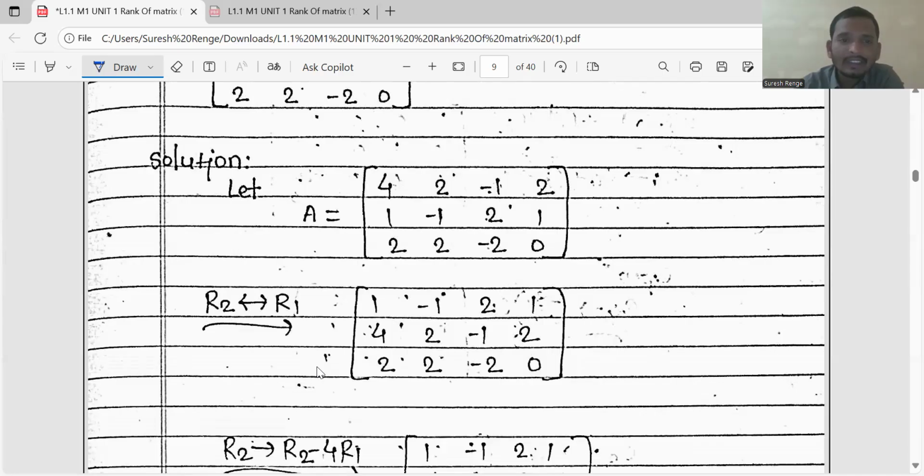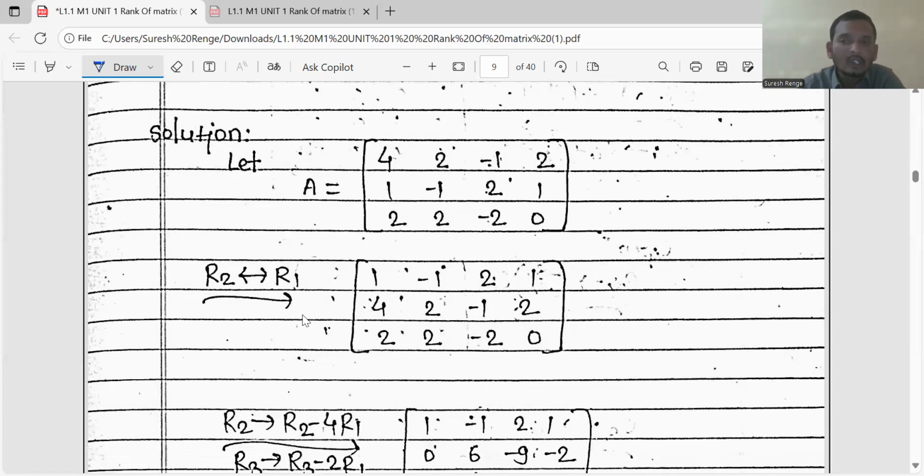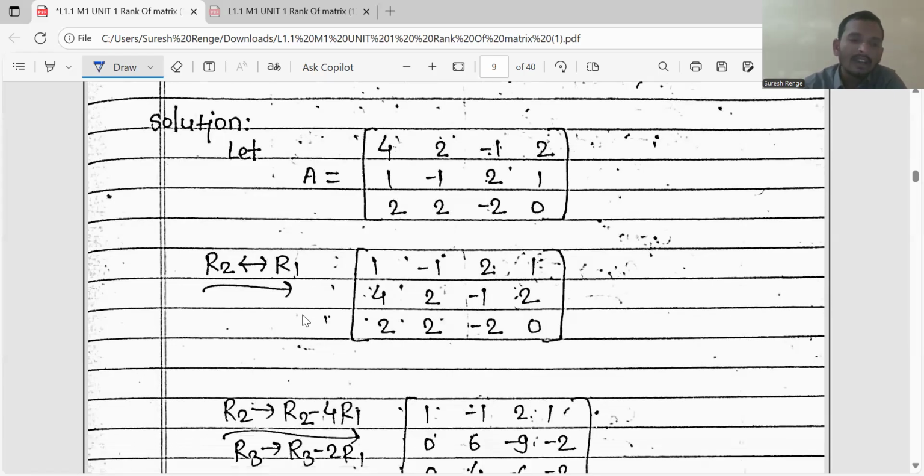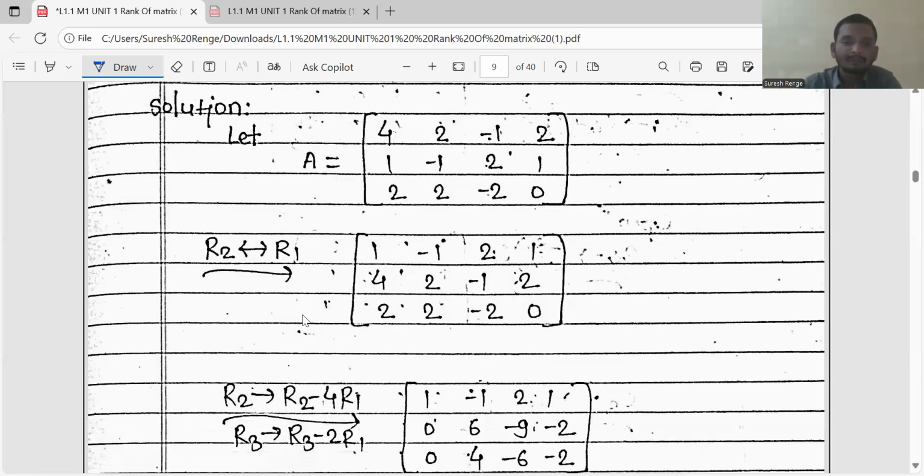If you observe the leading element, if we are converting the matrix into normal form, the leading element must be 1. In row number 1, the leading element is 4, and in row number 2, the first element is 1. So we interchange R1 and R2, applying this operation on matrix A. R1 R2 को हमने interchange किया. Now the matrix becomes like this.